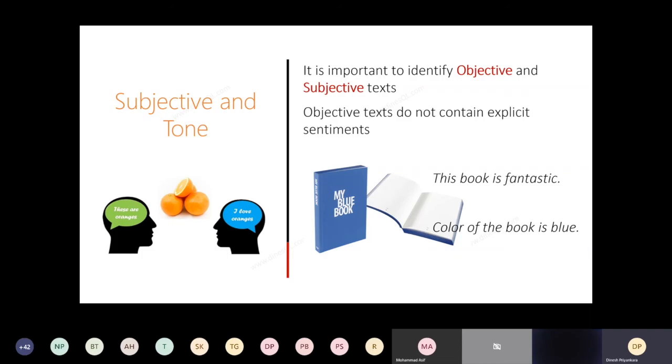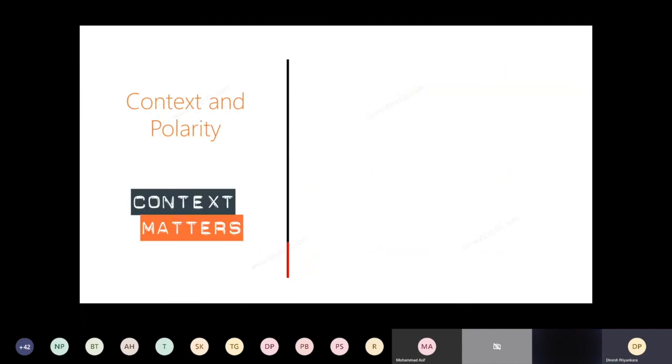If you think about the statement given, "this book is fantastic," you cannot prove it. It is said by someone. It's very difficult to prove it, and that's what you have to take for sentiment analysis. So always make sure you pick subjective text, not objective text. That's one of the challenges you experience when you do sentiment analysis.